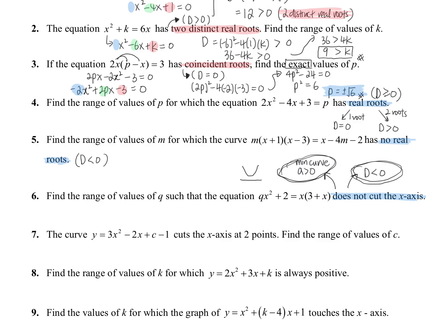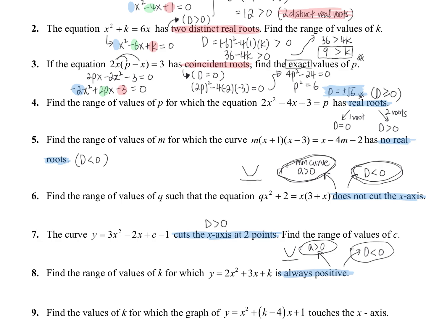Okay, next one. Cuts the x-axis at 2 points. What does it mean? D is greater than 0. Next one, always positive means what? Above. So when you have a curve that is always positive, also 2 things, your A value must be greater than 0 and your discriminant is less than 0. Don't cut. So these two scenarios.